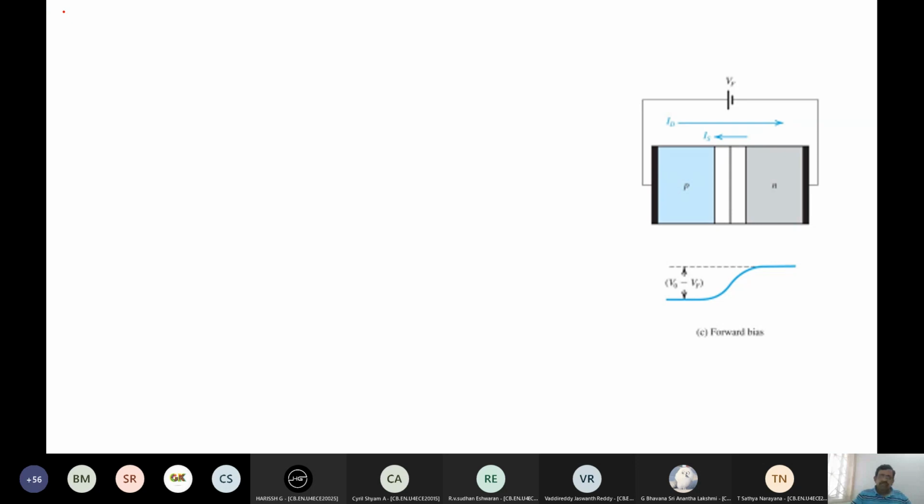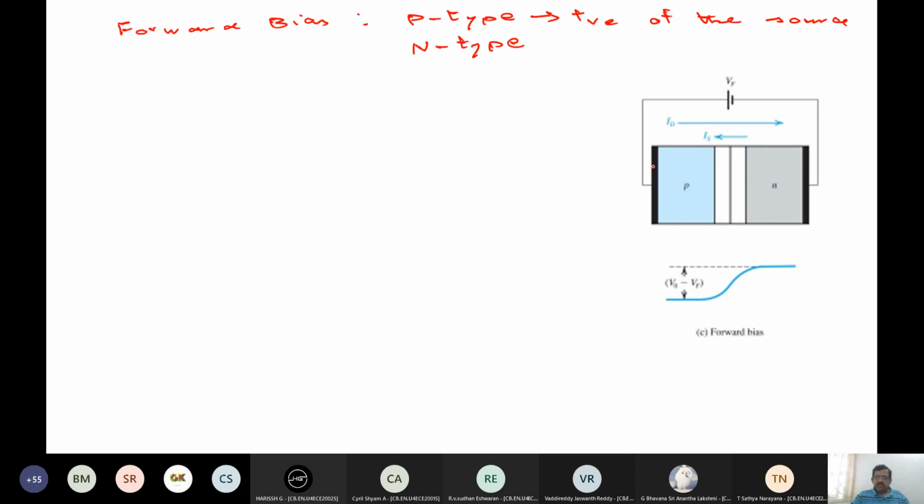Now what about the forward bias? In the forward bias, the p-type is connected to the positive of the source, like shown here, and for the N-type we take the metallization with the contact at this polarity of the source. N-type is connected to the negative of the source.